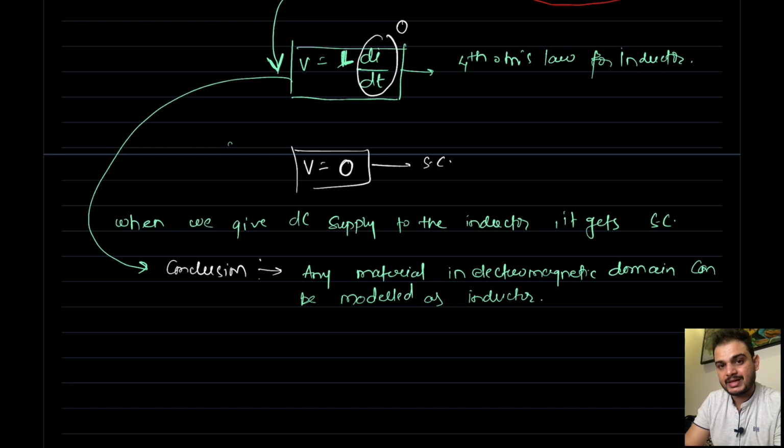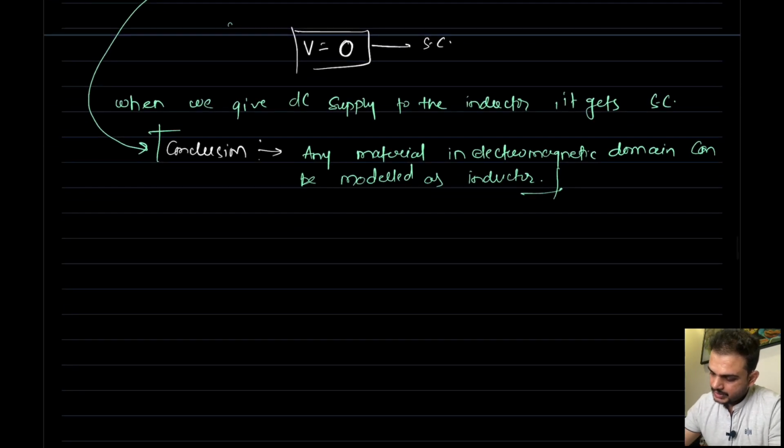And any material in the linear time invariant system can be modeled as a resistor. This conclusion is very important. Whenever I talk about the electromagnetic domain, there I am talking about the inductor. Whenever I am talking about the electrostatic domain, there I am talking about the capacitor or capacitance.